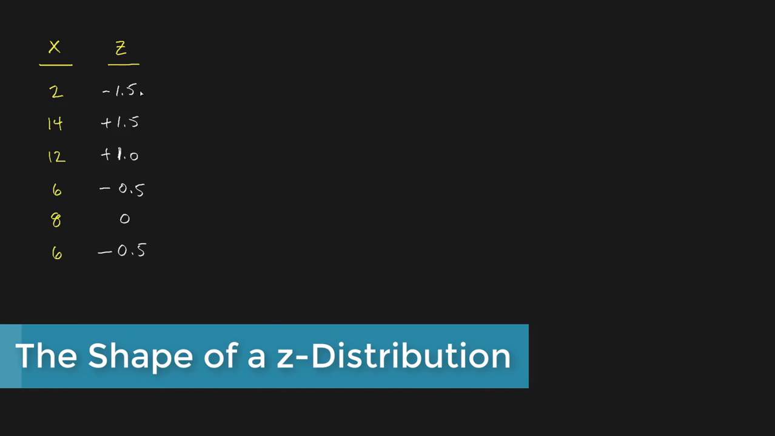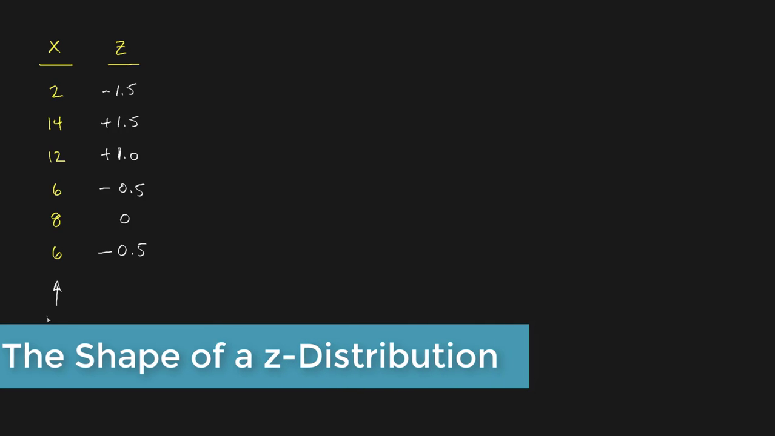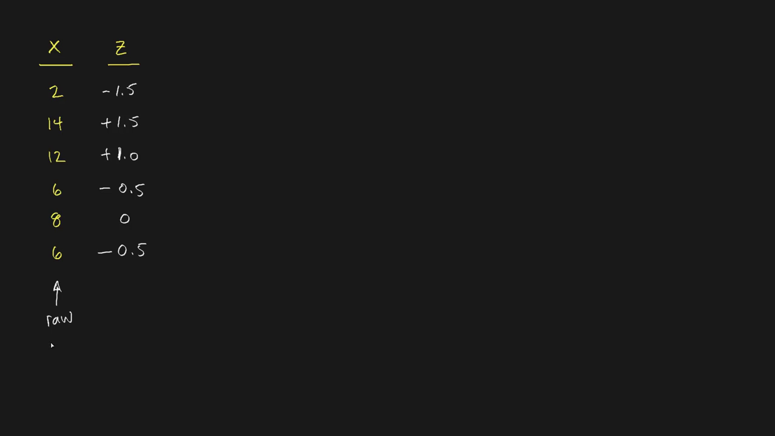Here we have two distributions side by side. Over on the left, I have raw scores. So this is my raw scores, or you could just call this the original distribution. On the right, what I have is a set of z-scores that were determined using the z-score formula.